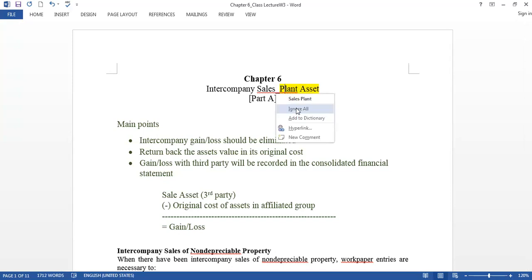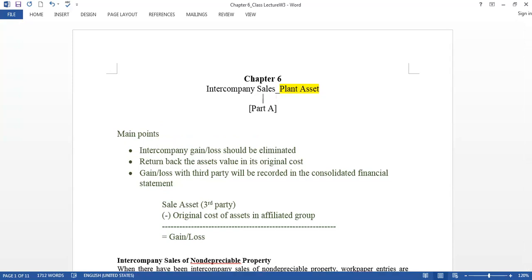So last class we talked about intercompany sales in inventory. Now we are going to see the intercompany sales of plant assets. So we have two topics mainly under this chapter. One is about non-depreciable plant assets.